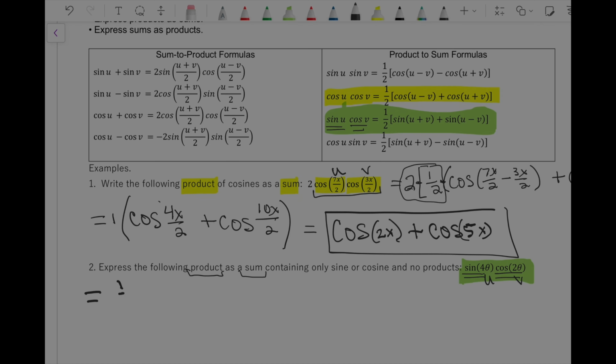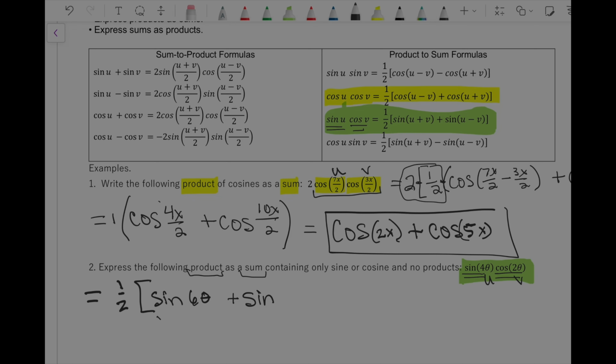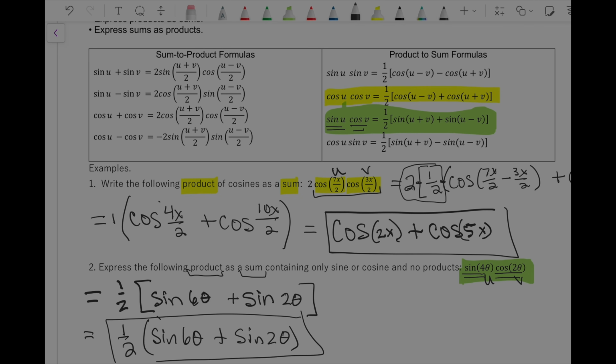So we will have a 1/2 sine, it's a U plus a V, plus sine U minus V. And this is as good as it gets. Moving on.